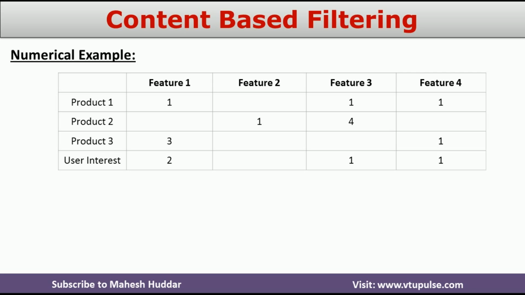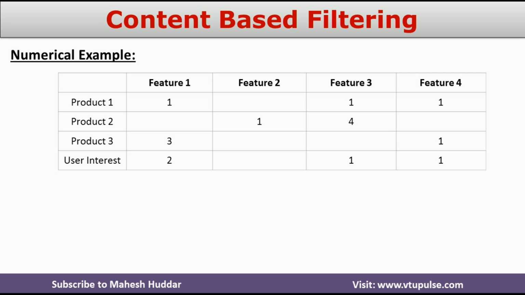Some numerical values are given, and the interest of the user is also given in the last row. The value 2 is given to feature 1, the value 1 is given to feature 3, and the value 1 is given to feature 4. The meaning of this is that the user does not have any interest in feature 2. He is interested in features 1, 3 and 4.